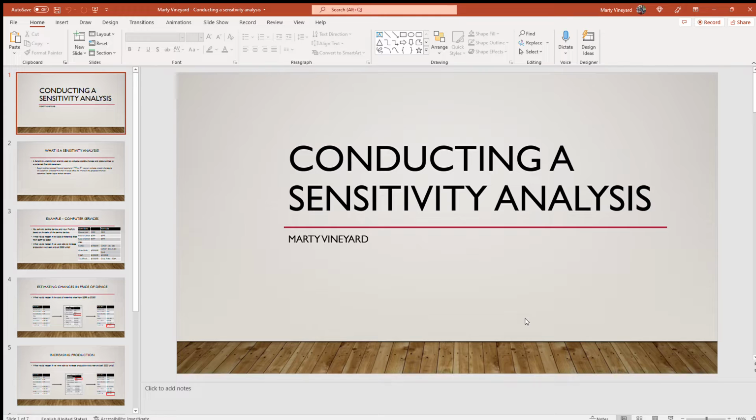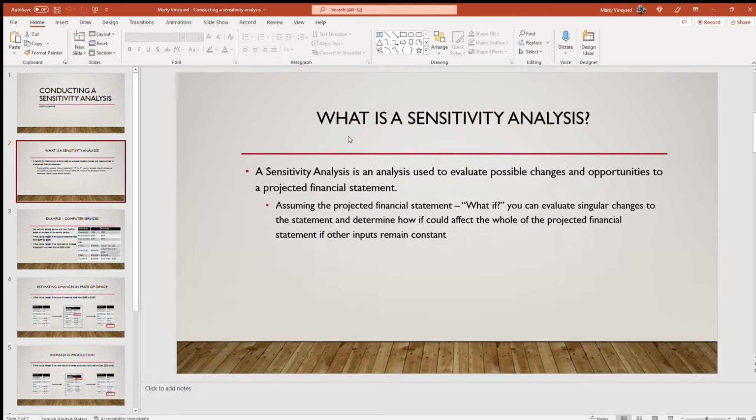My name is Marty Vineyard, and I'd like to go over conducting a sensitivity analysis with you. So, what is a sensitivity analysis? A sensitivity analysis is an analysis used to evaluate possible changes and opportunities to project a financial statement.